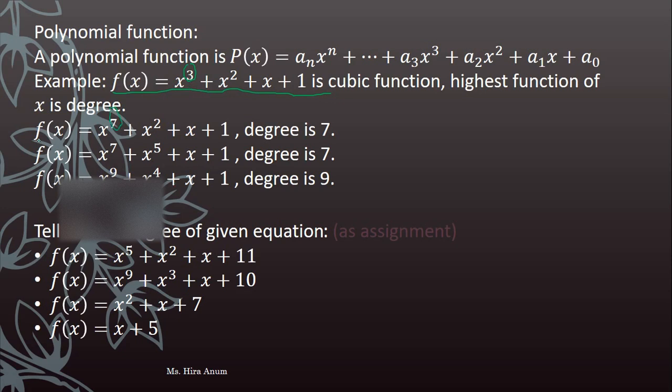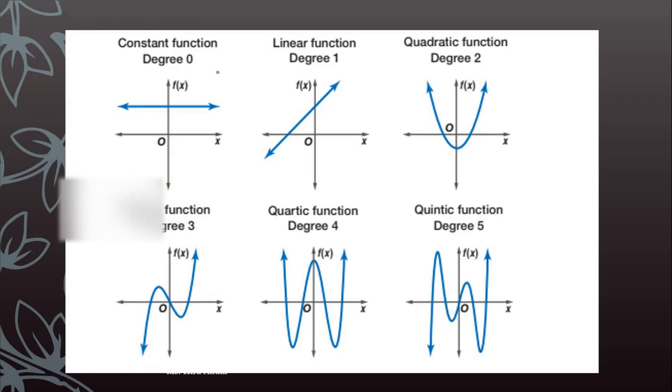You can see this function. Its degree is 7. This is also a polynomial and the degree is 7. You can also see this one has degree 9. You can find the degrees of these functions. You can see the graphs. The constant function graph is this, the linear function graph is this, then quadratic, cubic, and many more.